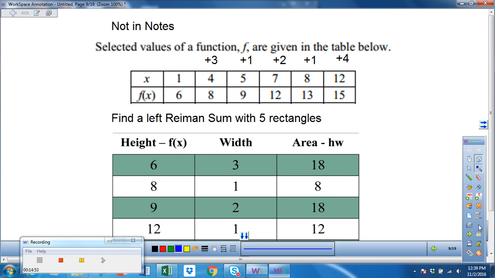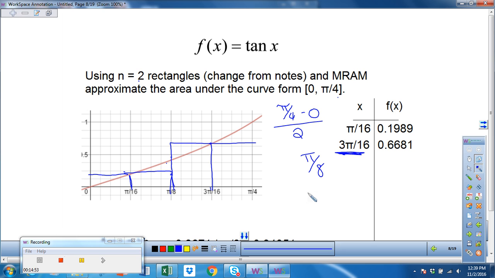Okay, so I'm going to end this video here and then come back for how to do it with tables, which is very important because that's what you see most often on the AP exam. So come back in just a minute.